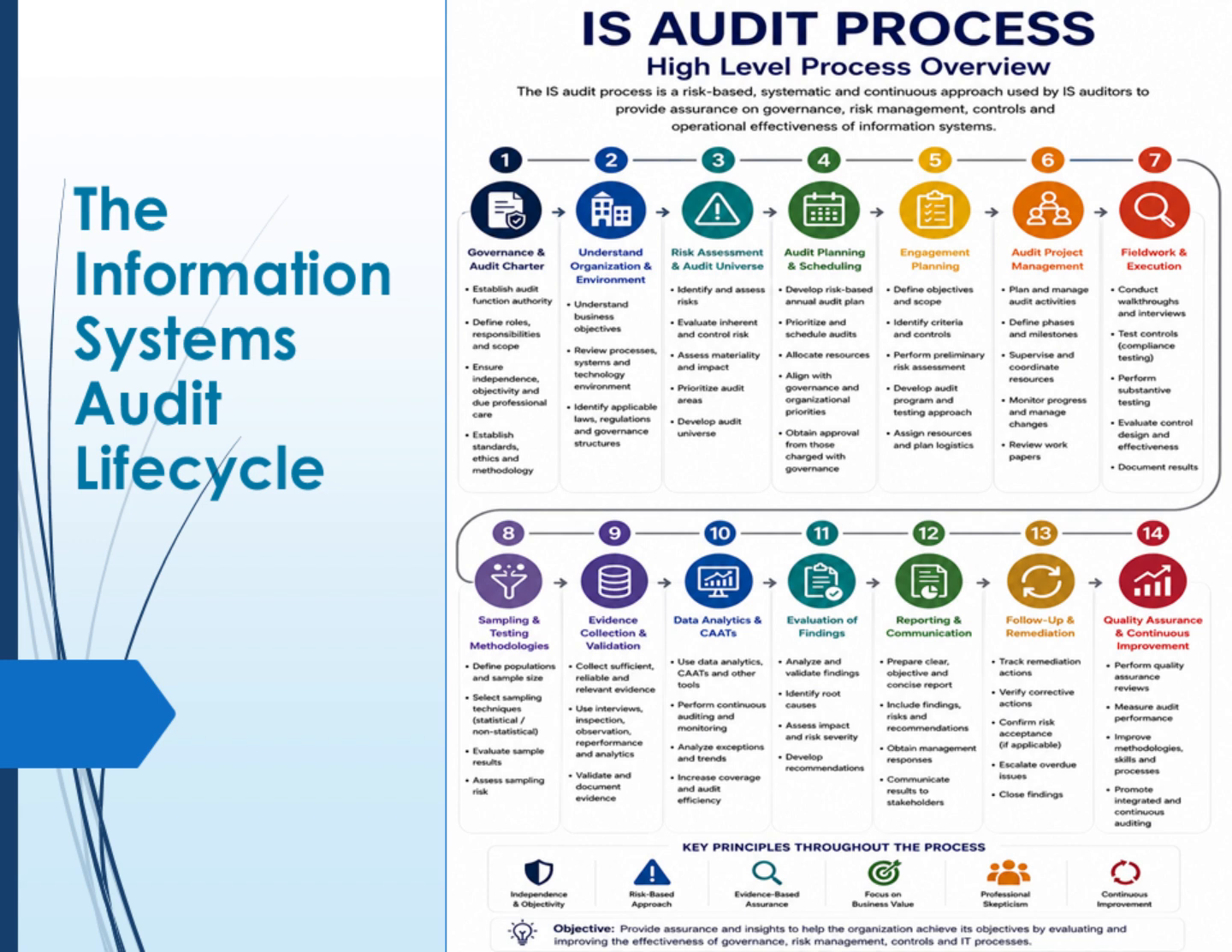The life cycle continues with follow-up and remediation activities to verify corrective actions and confirm that identified risks have been properly addressed. Finally, the audit function itself undergoes quality assurance and continuous improvement to enhance methodologies, skills, audit performance, and overall effectiveness. This life cycle forms the foundation of CISA Domain 1 and provides the framework for understanding how modern information systems audits are planned, executed, and continuously improved.